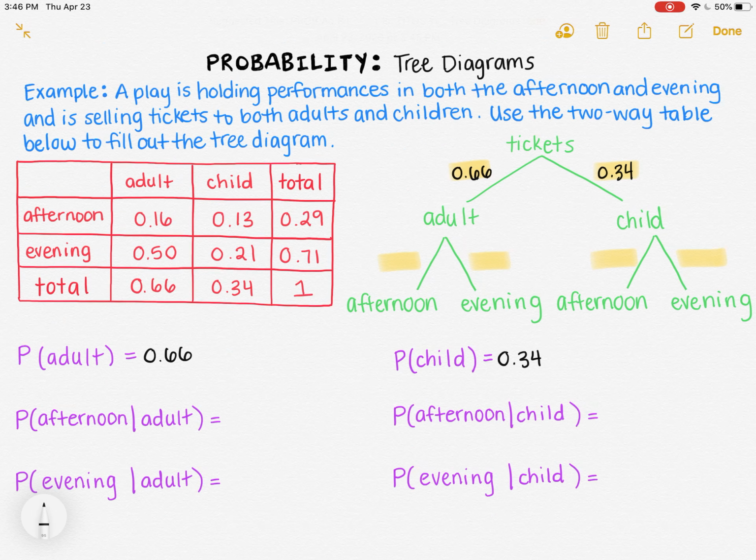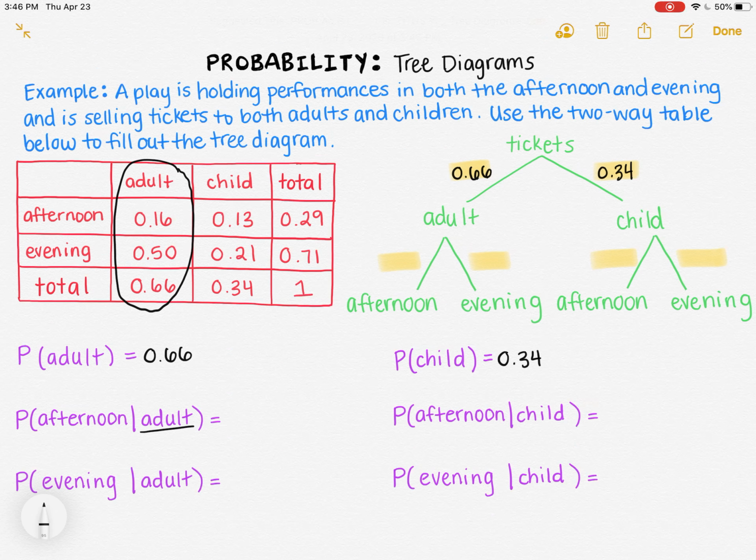So since you heard me say the word given, you know we're talking about a conditional probability statement. So let's start by finding the probability that a ticket is for the afternoon, given we already know it's for an adult. This is going to tell us the value that goes on the left branch underneath adult. Since we've been given the condition that the ticket is for an adult, we can use the circle and check method in our table. We need to circle the area of our table that focuses on the given condition, which is that the ticket is for an adult. So I'm going to circle the column labeled with an adult.